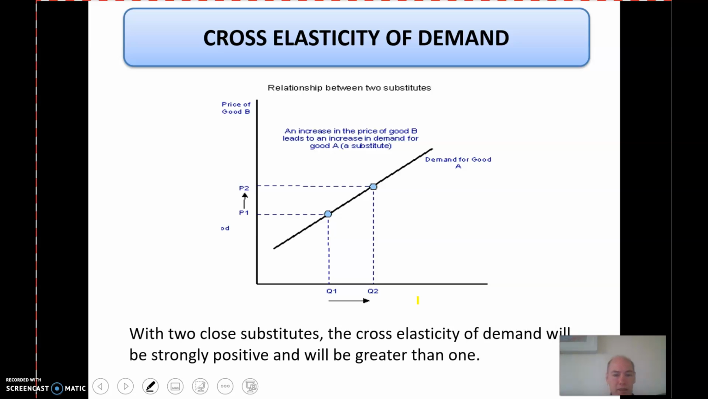Okay, very importantly, with two close substitutes, the cross elasticity of demand, we know substitutes will be positive, but if they're close substitutes, it will be strongly positive and greater than 1. Okay, that's a key point. Please emphasize that.